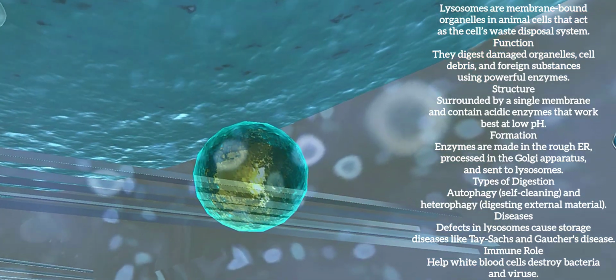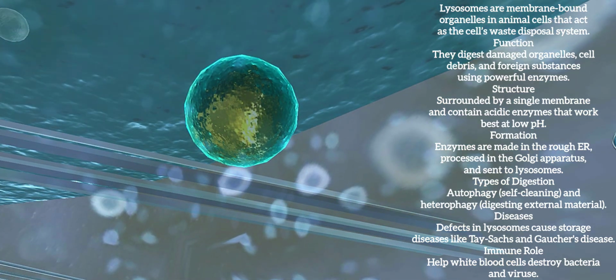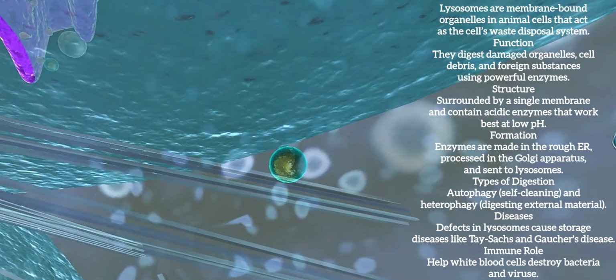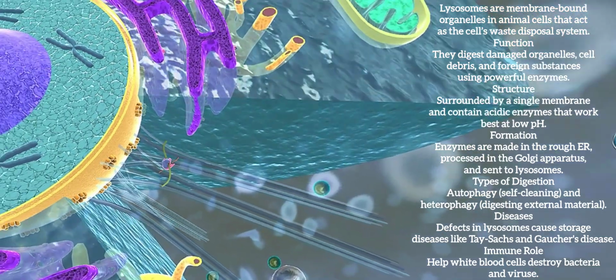Types of digestion: autophagy, self-cleaning, and heterophagy, digesting external material. Diseases: defects in lysosomes cause storage diseases like Tay-Sachs and Gaucher's disease. Immune role: help white blood cells destroy bacteria and viruses.